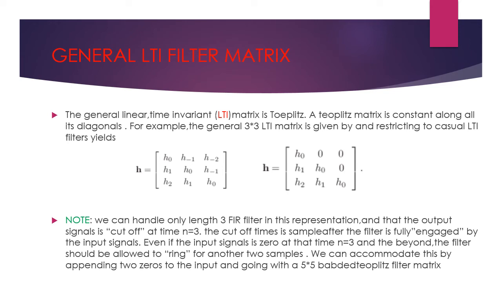General LTI filter matrix. The general linear time invariant, LTI, matrix is Toeplitz. The Toeplitz matrix is constant along all its diagonals. For example, the general 3 by 3 LTI matrix is given by H = [H0, H-1, H-2; H1, H0, H-1; H2, H1, H0], and restricting to causal LTI filters yields H = [H0, 0, 0; H1, H0, 0; H2, H1, H0].